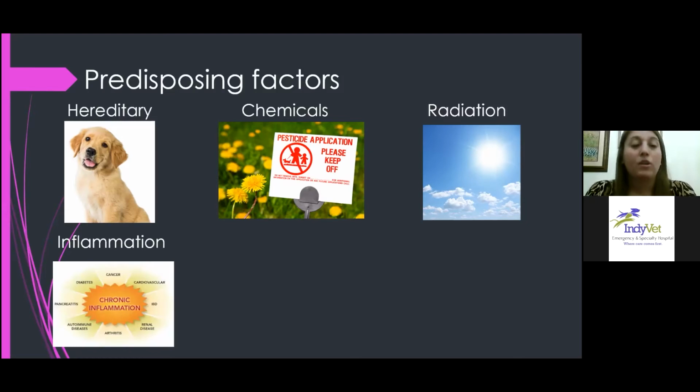Inflammation, specifically chronic inflammation, allows those cells to acquire hallmarks of cancer that I talked about. This is the mechanism by which we think injection site sarcomas in cats occur.